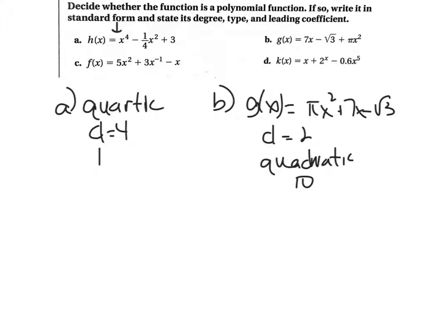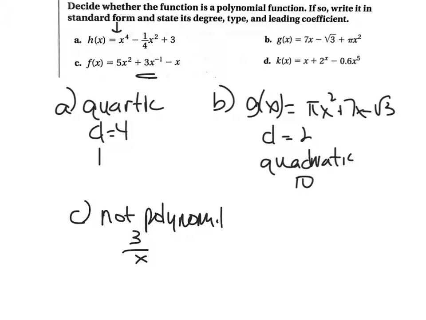Let's get these last two here. Part C is not a polynomial function because it has a negative exponent on a variable. One rule about polynomial functions is you cannot have variables in your denominator, and technically that term right there is 3 over x, so that is not one.